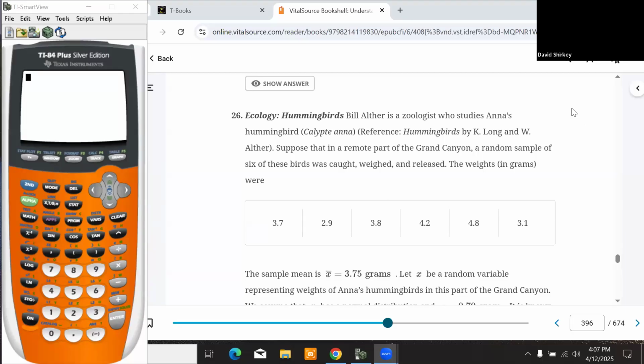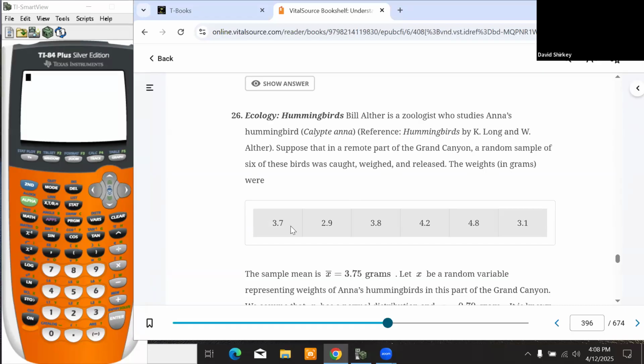All right. So I'm on page 396 looking at a problem about ecology, hummingbirds. Bill, author, is a zoologist who studies Anna's hummingbird. And here's a reference for the data. Suppose that in a remote part of the Grand Canyon, a random sample of 6 of these birds was caught, weighed, and released. The weights in grams were the following right here.